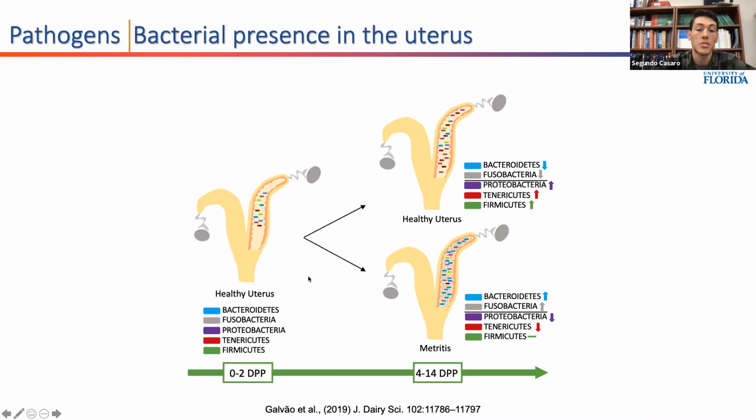And then there's a switch in cows that develop metritis, with an increase in Bacteroidetes and in Fusobacteria, with a decrease in Proteobacteria and Tenericutes, and no changes in Firmicutes. In contrast, cows that remain healthy show decreases in Bacteroidetes and in Fusobacteria, and an increase in Proteobacteria, Tenericutes, and in Firmicutes.